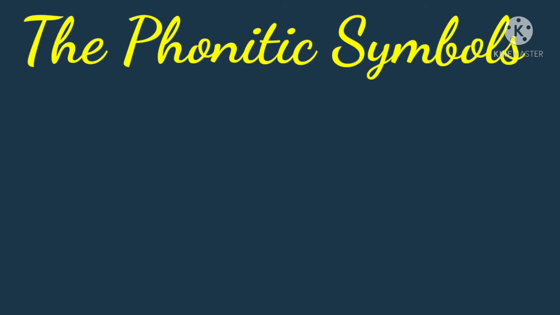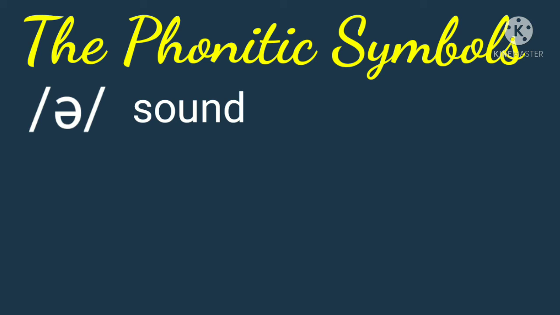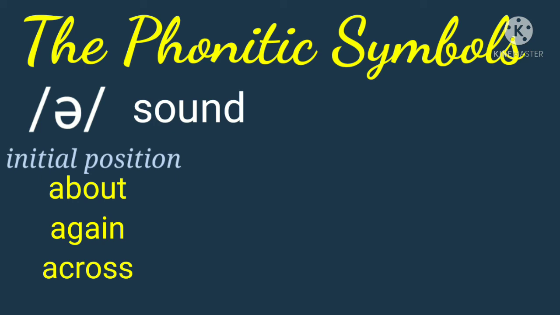The next sound is the short form of that. The symbol is the inverted E. Just write the letter E in the inverted manner, then put it between oblique lines. Then you get the symbol. About, again, across, etc. are examples for words occurring in the initial position.